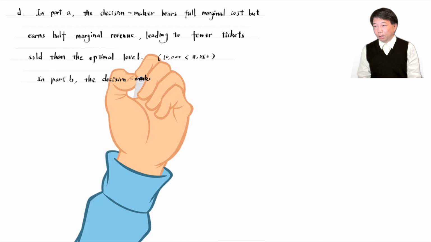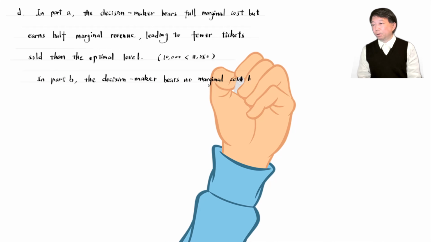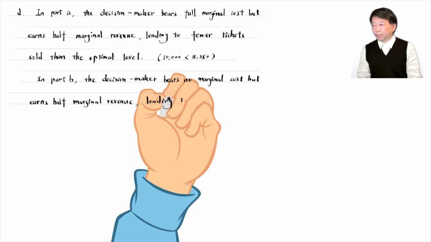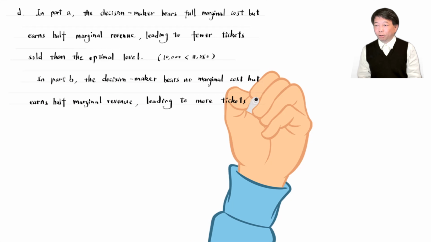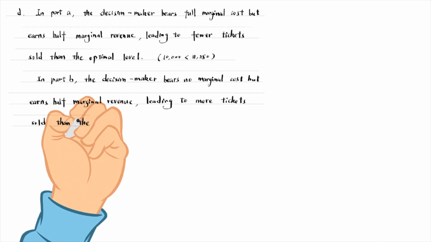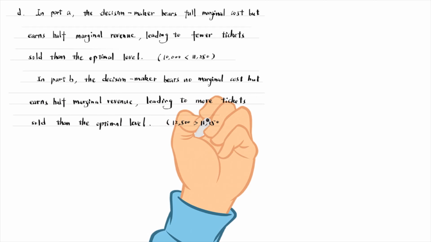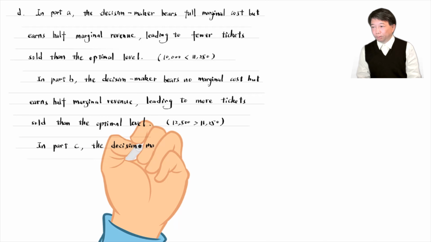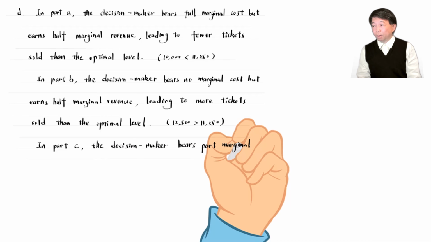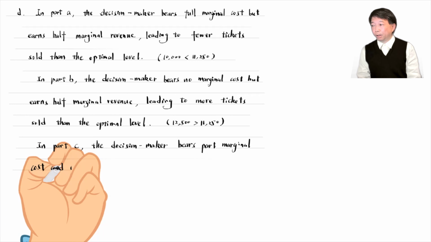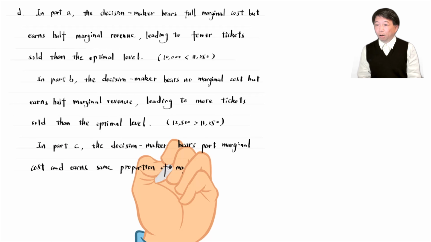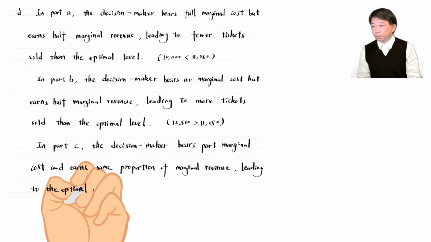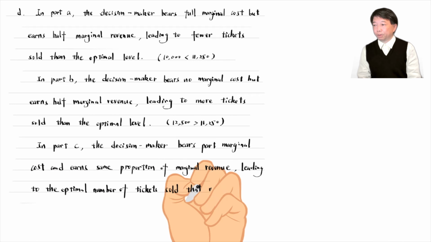In Part B, the decision maker bears no marginal cost but earns half the marginal revenue, leading to more tickets sold than the optimal level. In Part C, the decision maker bears part of the marginal cost and earns the same proportion of marginal revenue, leading to the optimal number of tickets sold that maximizes the joint profit.